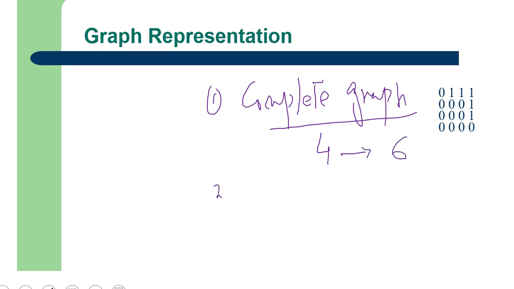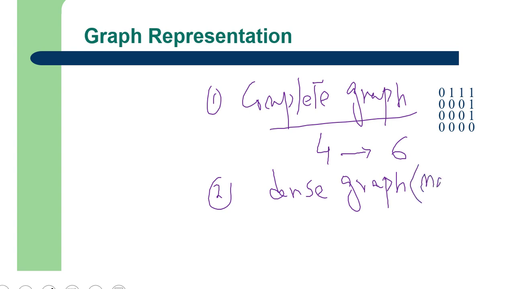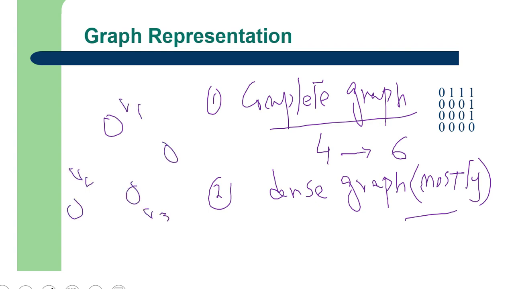In the case of a dense graph, not all the vertices are connected with each other, but mostly vertices are connected with each other. For example, if we draw the vertices v1, v2, v3 and v4, we have seen that there are a total of 5 edges. So the edges in a dense graph will be less than in a complete graph.